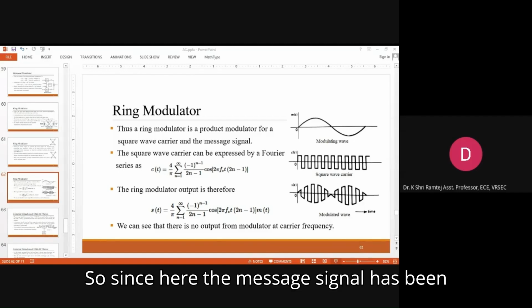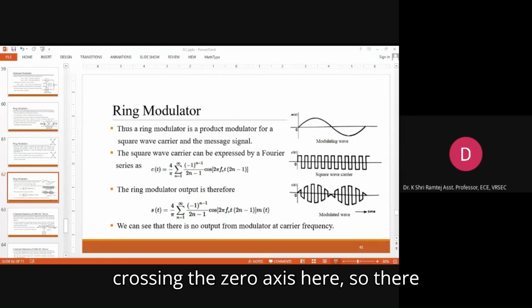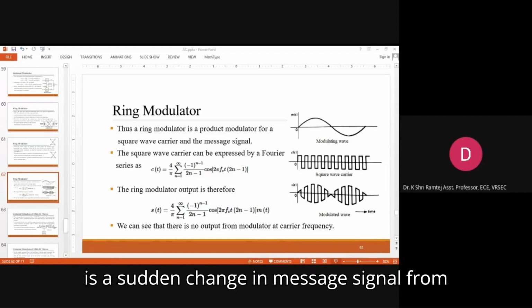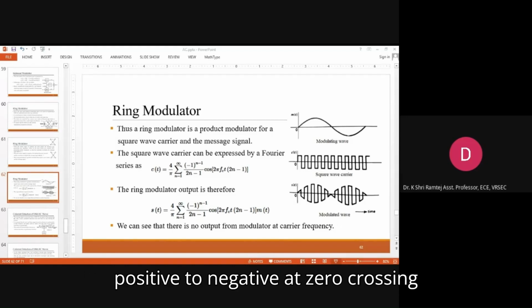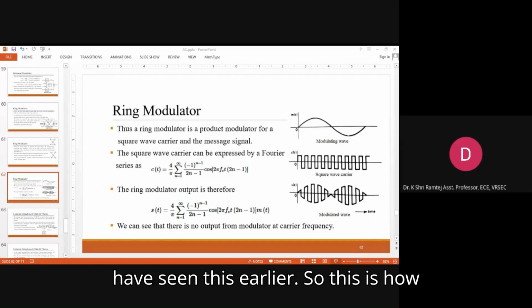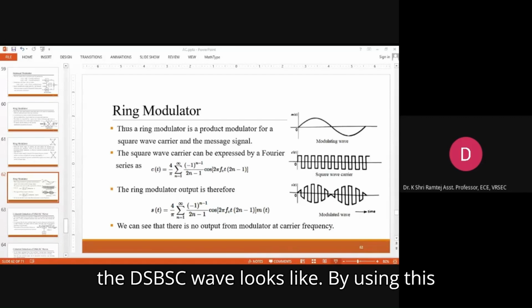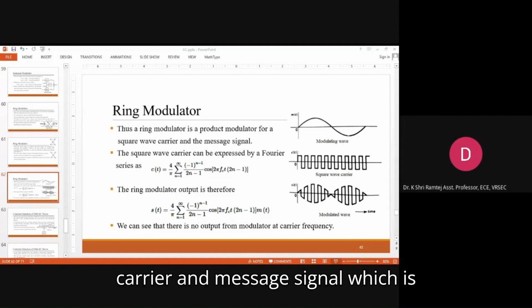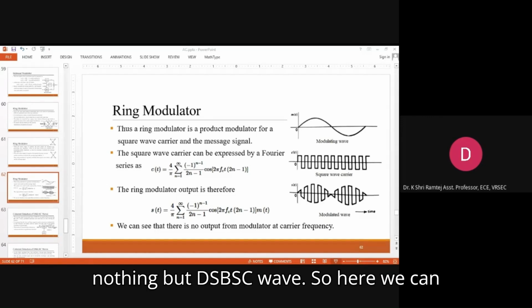Since the message signal crosses the zero axis here, there will be phase reversals. Since there is a sudden change in the message signal from positive to negative, at these zero crossing points there will be phase reversal. As we have seen earlier, this is how the DSBSC wave looks. By using this, we can obtain the product of carrier and message signal, which is nothing but the DSBSC wave.